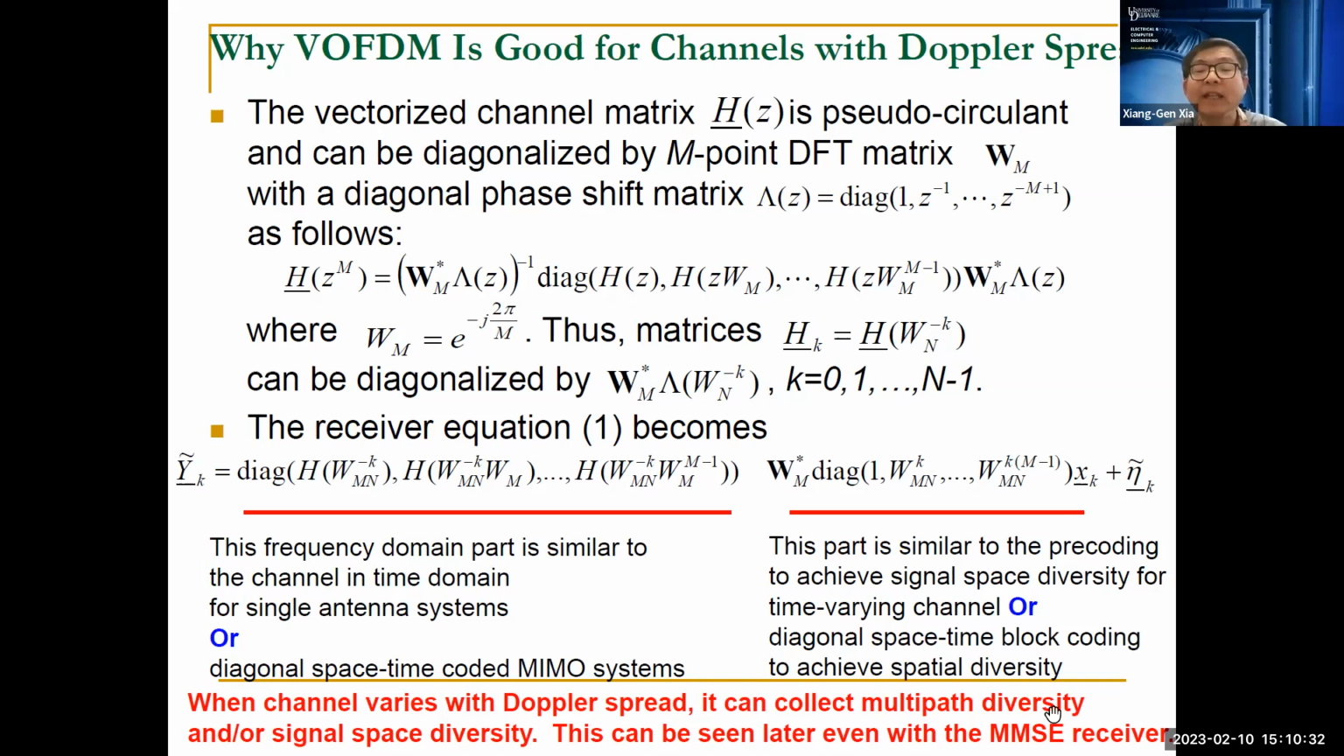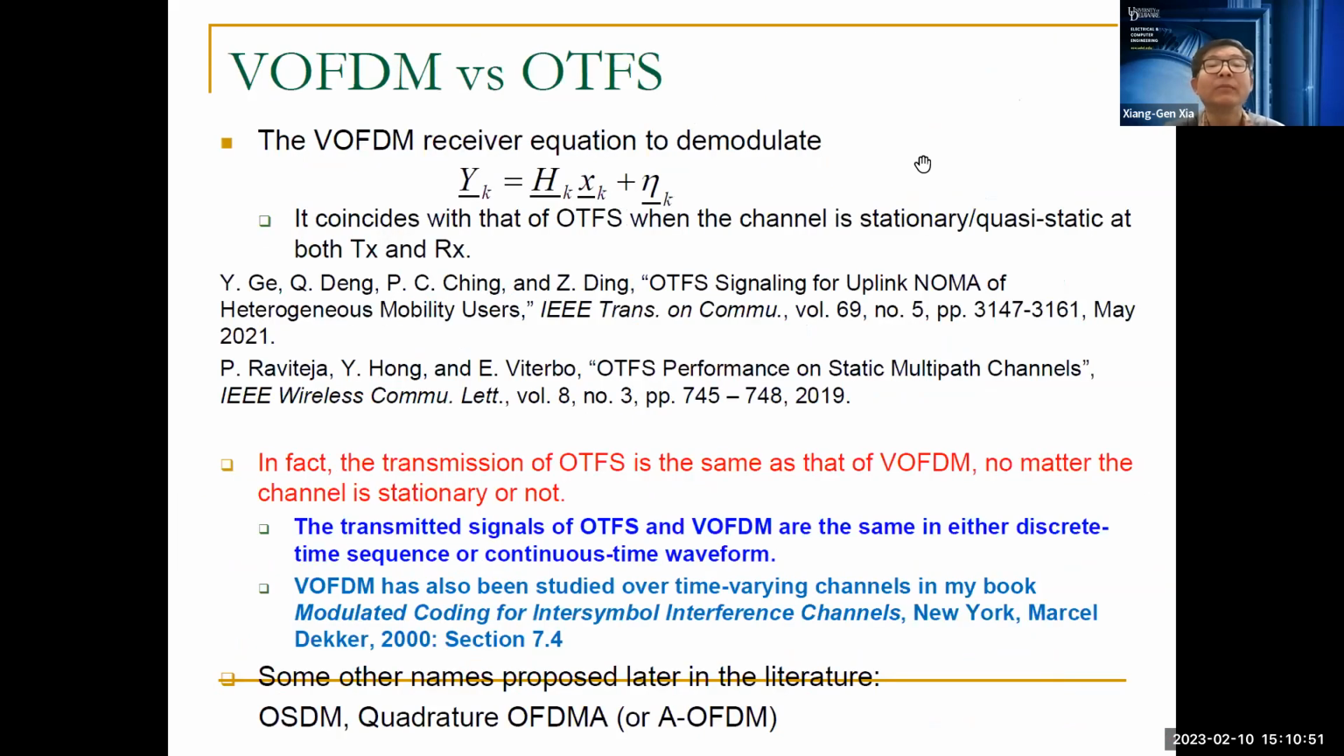And we're going to see that even with a linear receiver at the receiver side for this system, you will still be able to achieve multipath diversity or spatial signal space diversity. Okay, even if we use a linear receiver for this vectorized system. All right. Okay, so let's come back again.